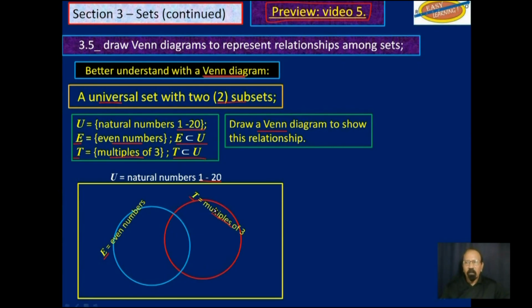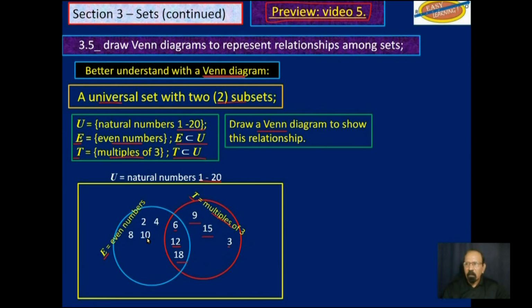Now, do we have anything common to both T and E? In other words, is there any intersection? Do we have any even numbers that are also multiples of 3 in the universal set? And the answer is yes. There is 6, 12, and 18. So those are multiples of 3 that are also even numbers. So what are the other multiples of 3? 3, 9, and 15. So now you have all the multiples of 3 in that red circle. Let's deal with the even numbers in the universal set. 4, we already have 6 here.